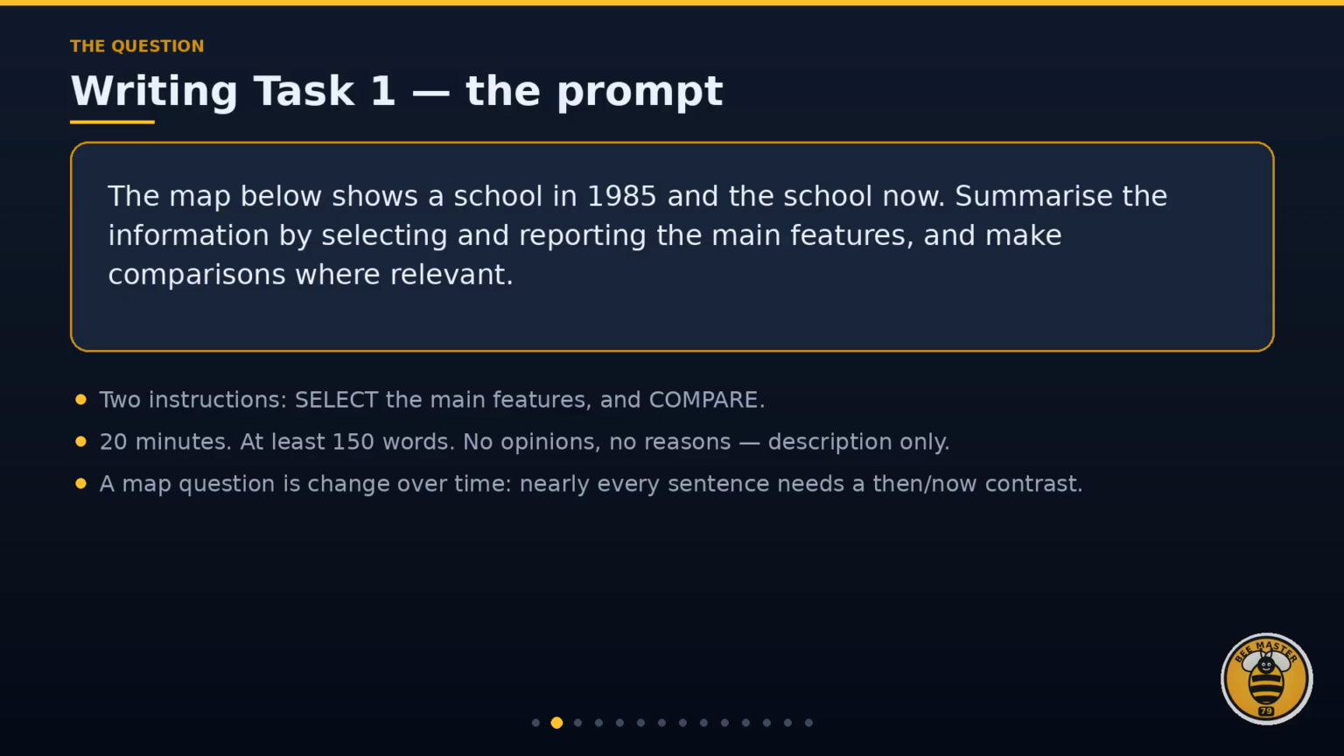Here is the task. The map below shows a school in 1985 and the school now. Summarize the information by selecting and reporting the main features and make comparisons where relevant. Notice the two instructions. Select the main features and compare. A map question is always about change over time, so almost every sentence should carry a comparison.